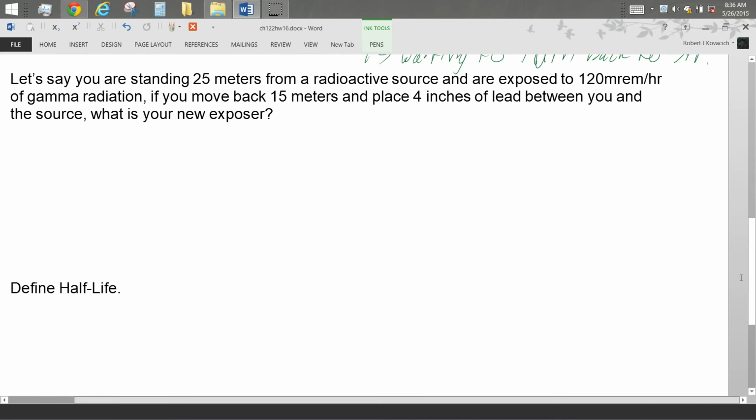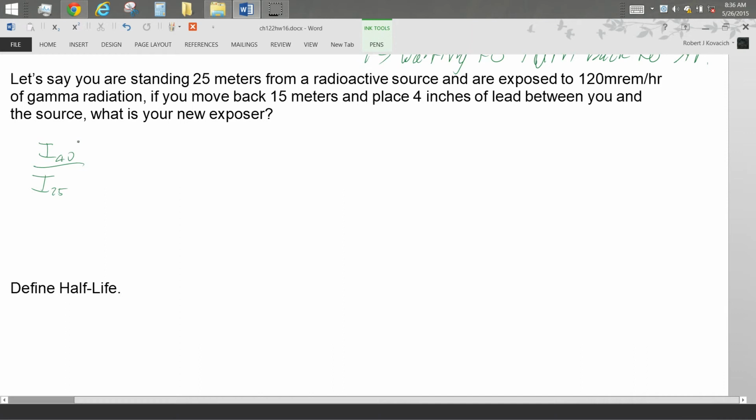All right, we're 25 meters from the source, being exposed to that. We move back 15 meters and place 4 inches of lead in between me and the source. What's my new exposure? My new exposure is, so we'll say, intensity at 25 and at 40. So what do I mean by I-40 and I-25? That's the intensity I'd be receiving at 40 meters away and at 25 meters away.